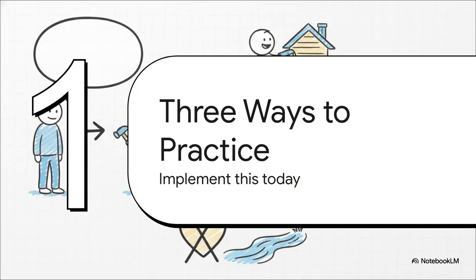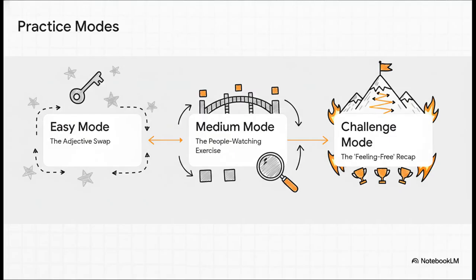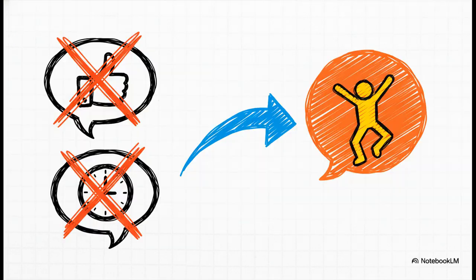Okay, so this all sounds great, but how do you actually get good at it? How do you build this into a skill? Let's walk through 3 really practical ways you can start practicing this today. And we're going to approach this like a game. We've got 3 different levels of difficulty for you: easy mode, medium mode, and of course, challenge mode. Let's start with easy mode. It's called the adjective swap.